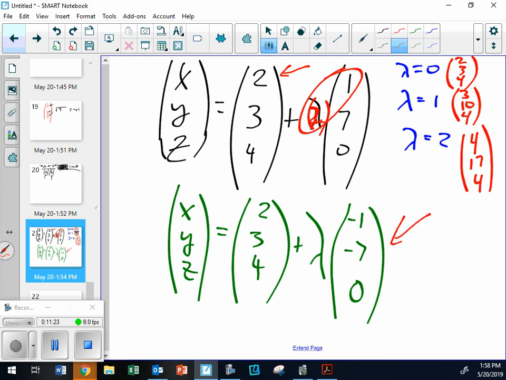Now this one happens to start in the same exact spot. So obviously, as soon as I write down t or lambda equals 0 for this one, I would get the same 2, 3, 4, and I'd be like, yay, they're in the same spot at the same time. See, you could do that.